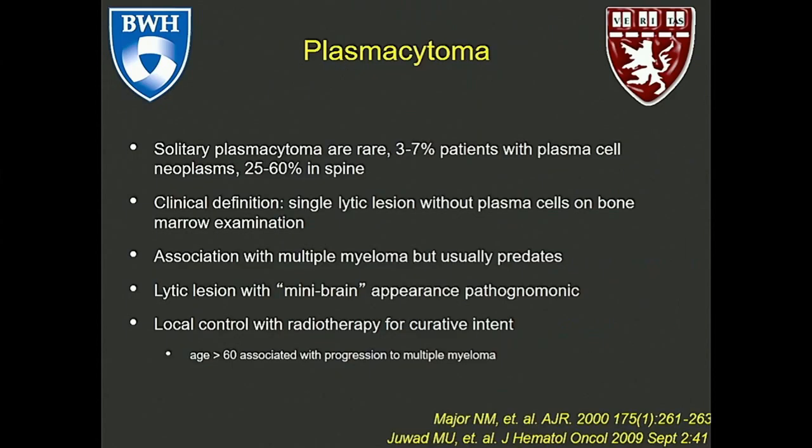So solitary plasmacytomas are rare. They account for about 3 to 7% of patients with plasma cell neoplasms at presentation, and roughly 25 to 60% will present in the spine. This is defined as a single lytic lesion without any plasma cells on the bone marrow examination that's done. It is associated with multiple myeloma, but it's thought to predate that before they have systemic symptoms. And again, what we see on imaging is a lytic lesion with a mini brain appearance that's pathognomonic. Local control with radiotherapy is intended to cure the patient, but if they're age greater than 60, it unfortunately is associated with progression to multiple myeloma.